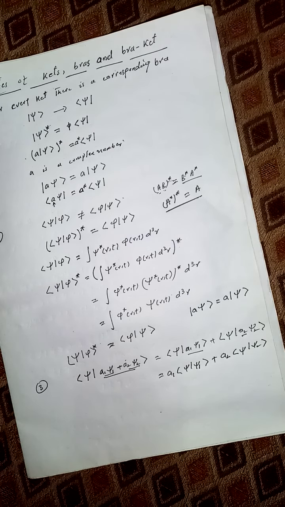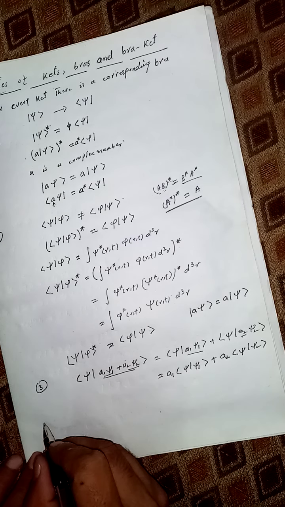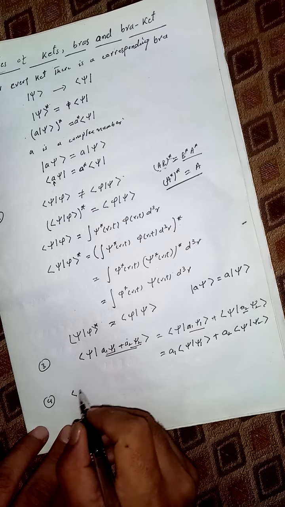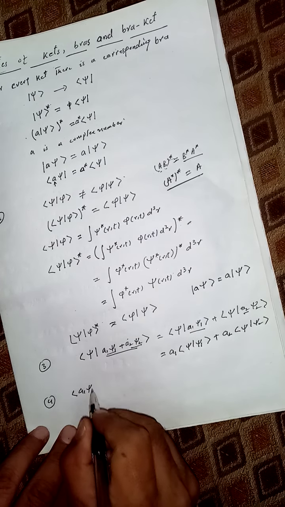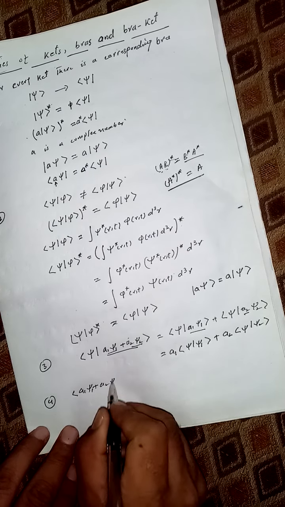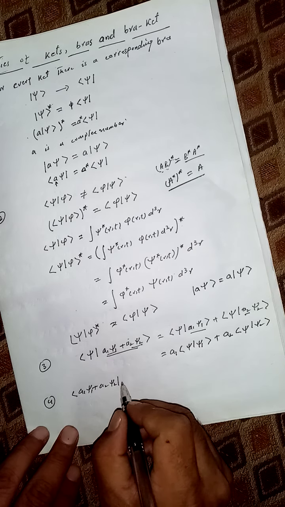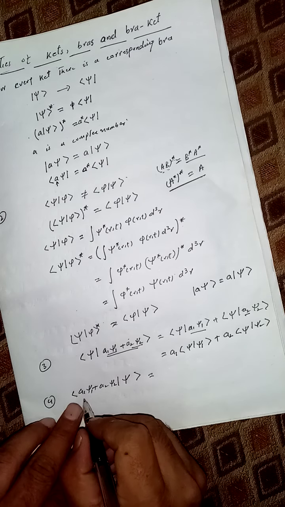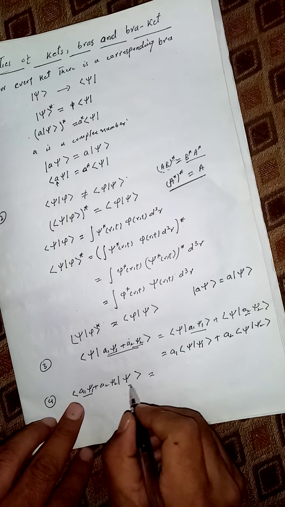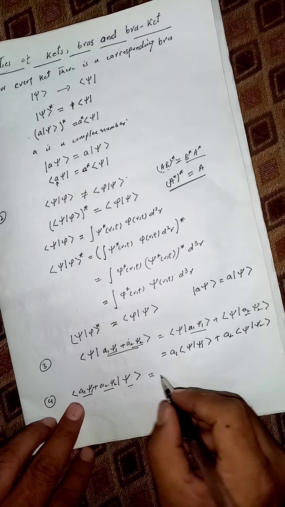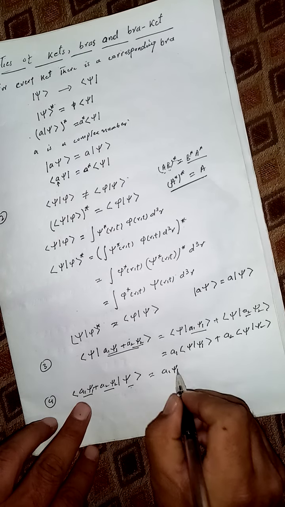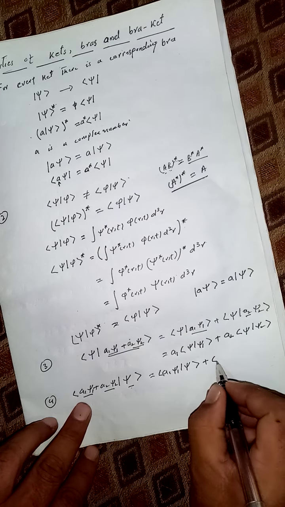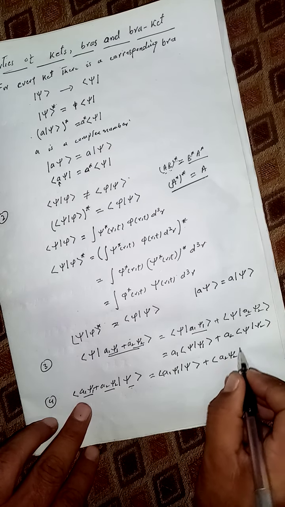This is another property. Now, if I have to change the order, the fourth property is the scalar product of a1 psi 1 plus a2 psi 2, which is a bra vector, with the ket vector psi. First I take the scalar product of a1 psi 1 with psi, then a2 psi 2 with psi. So this is the scalar product of a1 psi 1 with psi, plus the scalar product of a2 psi 2 with psi.